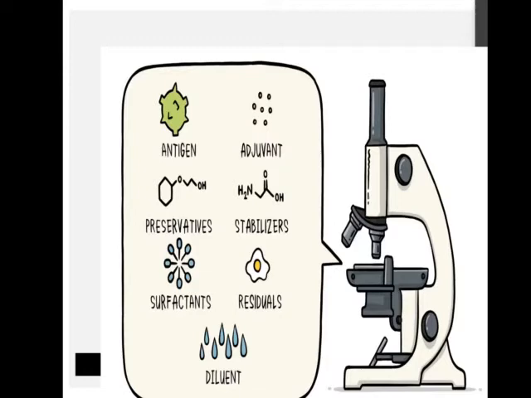As the name suggests, a dilutant is a liquid used to dilute the vaccine to its correct concentration immediately or prior to use. These were the ingredients of the vaccine.